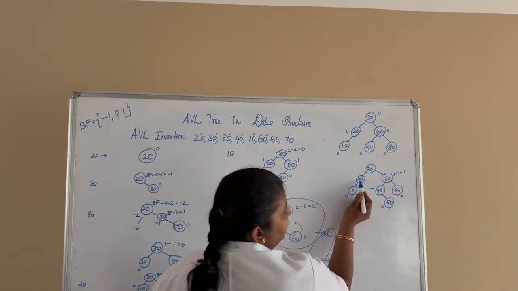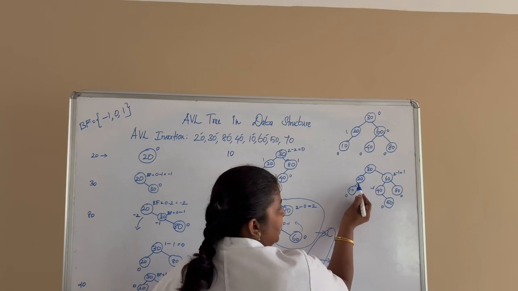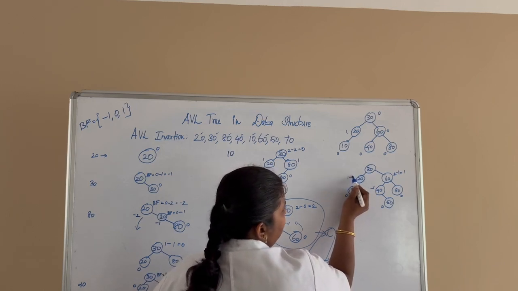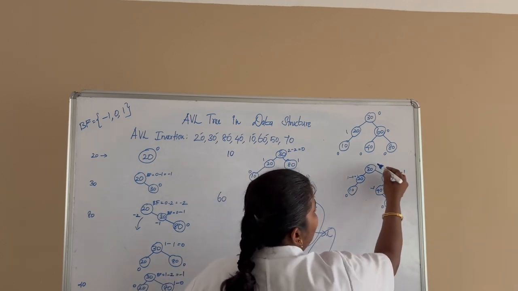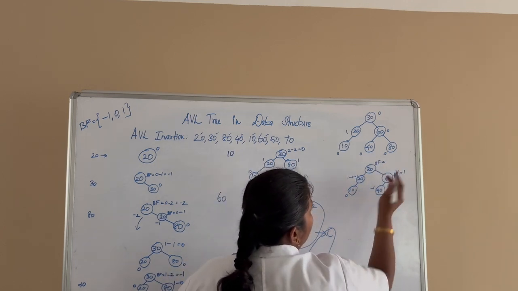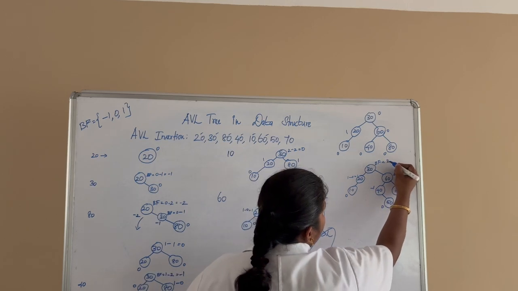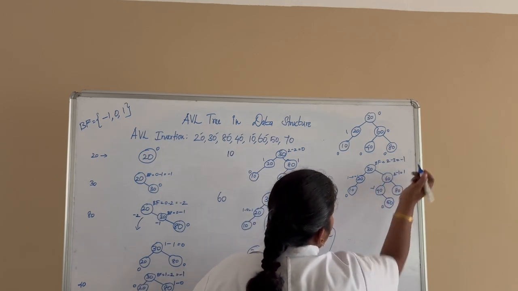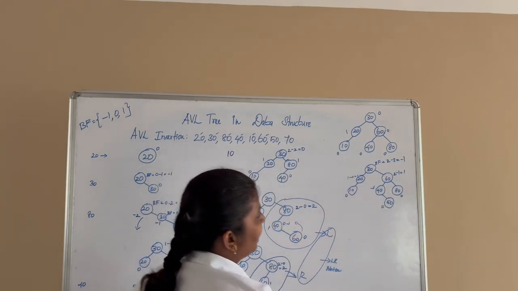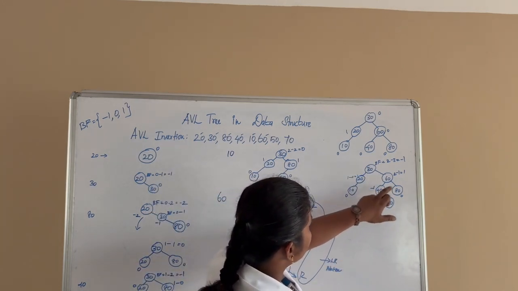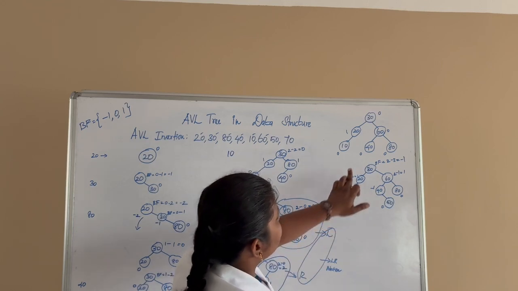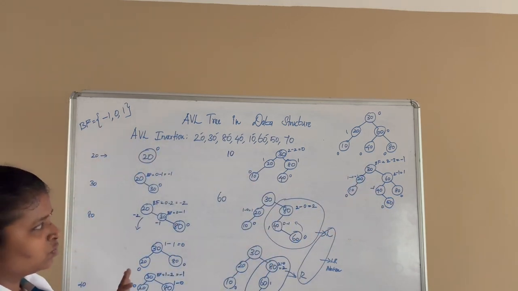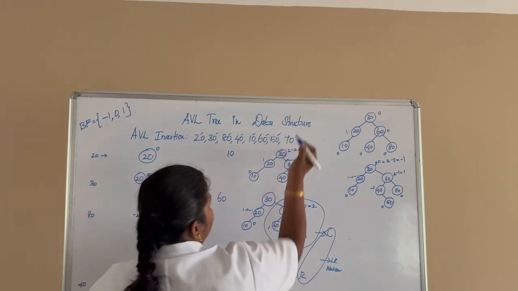So for calculating the balance factor for the node 20, the height of the left subtree is 1 minus height of the right subtree is 0. So 1. For calculating the balance factor for the root node, height of the left subtree is 2 minus height of the right subtree is 3. So minus 1. So all the nodes are having the balance factor as 0, minus 1 or 1. So these values are within the balance factor values. So 50 is also inserted.